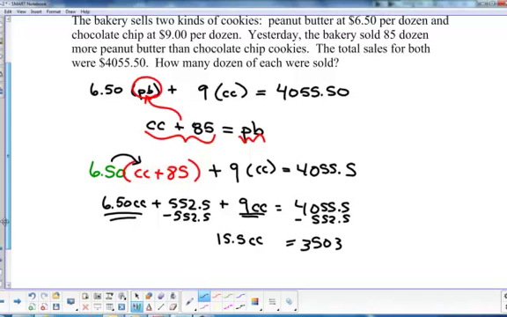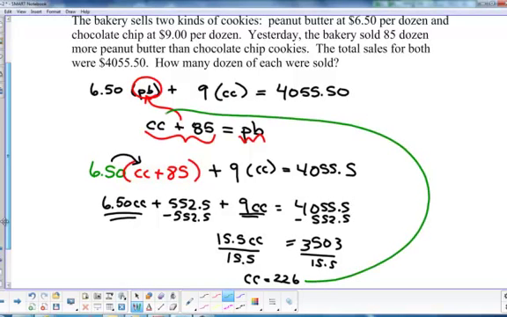Alright, so to solve for chocolate chip, I would divide by $15.50, and I get 226. So I have 226 dozen chocolate chip, and then I need to find my peanut butter, and this second equation is way easier. So if I just take that number and subtract 85 for peanut butter, I get 141 dozen cookies. So that's my ordered pair solution.